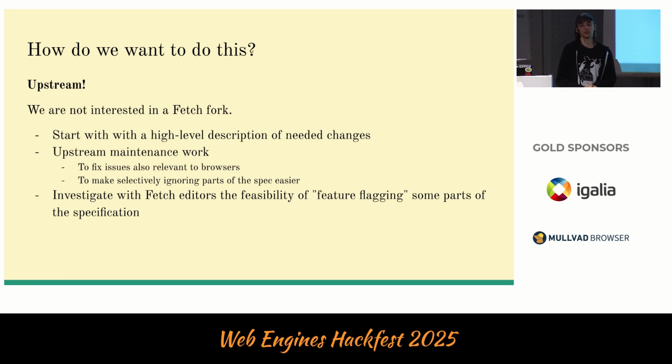And then investigate in the future whether it's feasible for the fetch spec to include a feature flag system of sorts, where you can say, if you are on a server, don't do this branch. If you're on a browser, do this branch. This is going to take a long time, presumably, but we are very, very interested in doing this and have the resources to contribute upstream. So anybody working on the fetch spec, please talk to us.